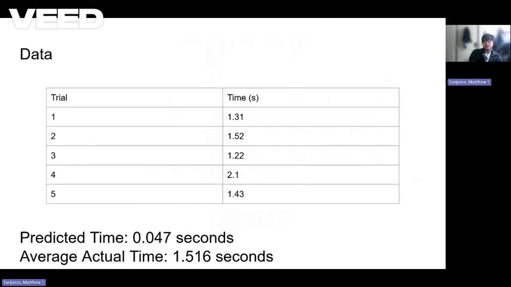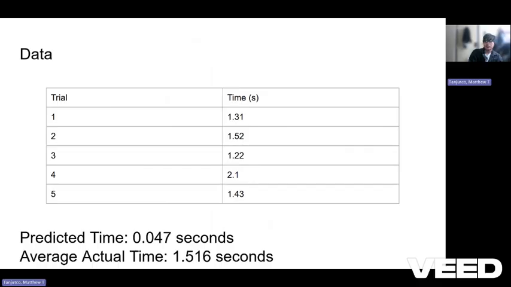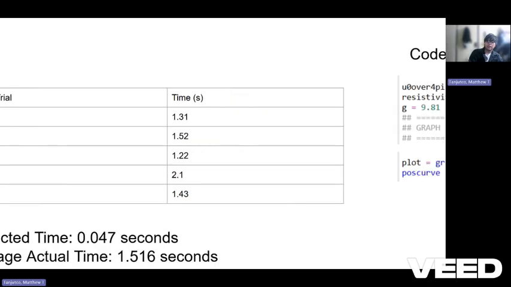So the data we got is here. We did 5 trials, and the predicted time with the known weight is 0.047 seconds, which is really quick. But the average actual time was around 1.516 seconds, meaning the foil tube provided a lot of resistance, a much stronger magnetic force, and a strong induced current.